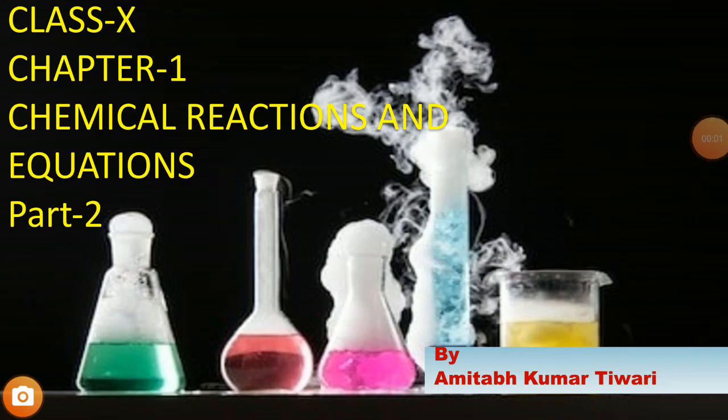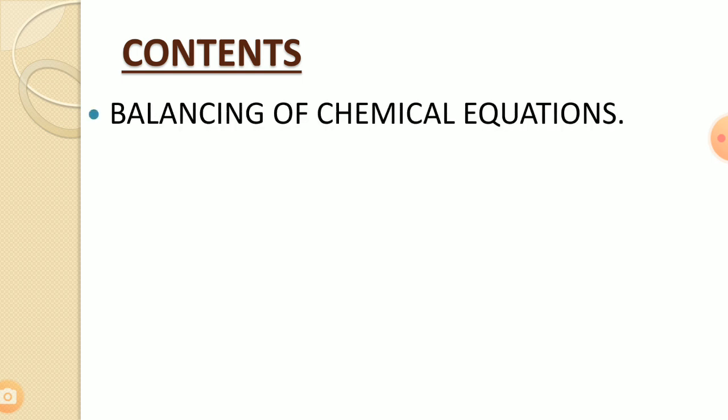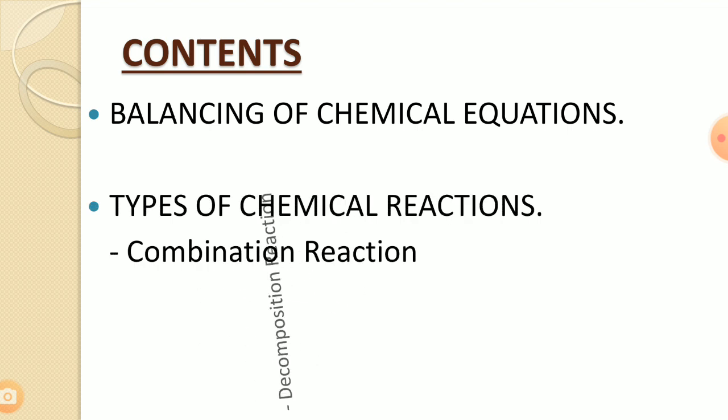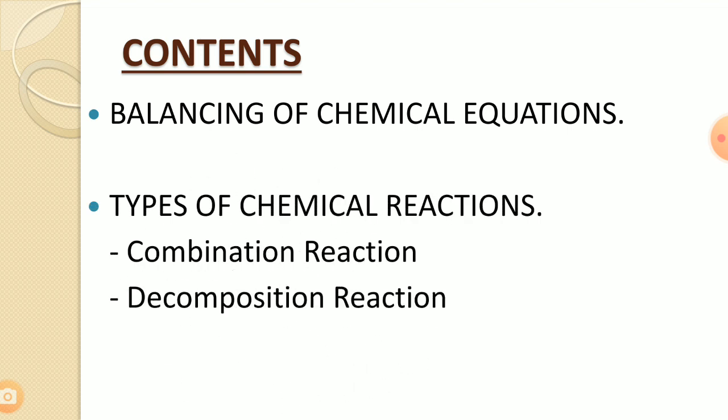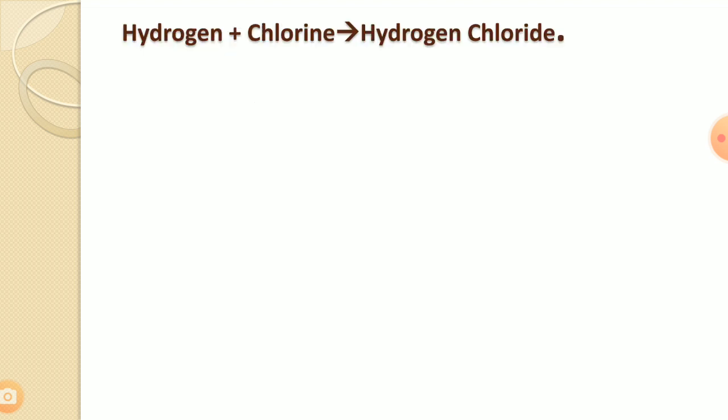Hello children. In the first part of chapter 1, chemical reactions and equations, you have learnt about chemical reactions, chemical equations and balancing of chemical equations. In this presentation, we are going to discuss two topics. First, balancing of chemical equations, few more examples. Second, types of chemical reactions, and we will be only discussing these two types, combination and decomposition reaction, in this presentation. So let us take few examples.